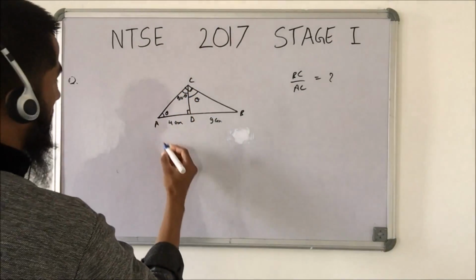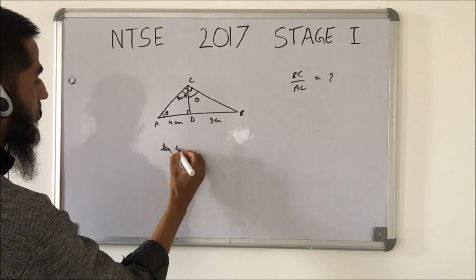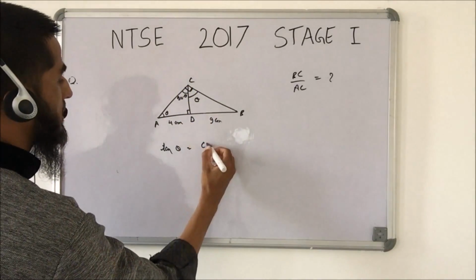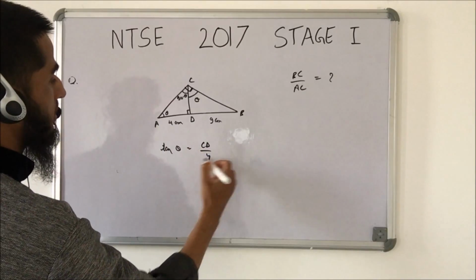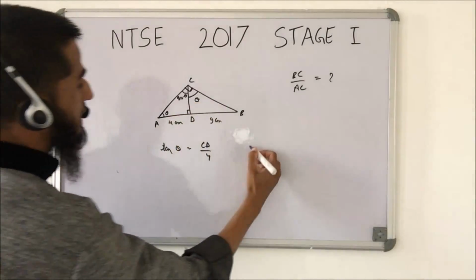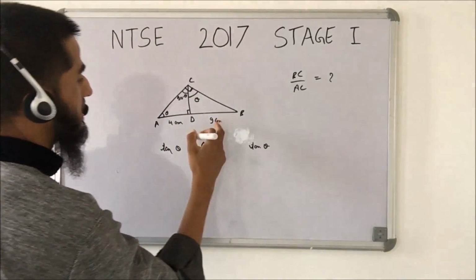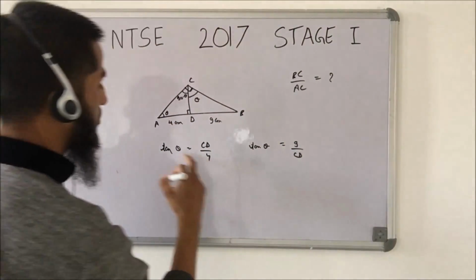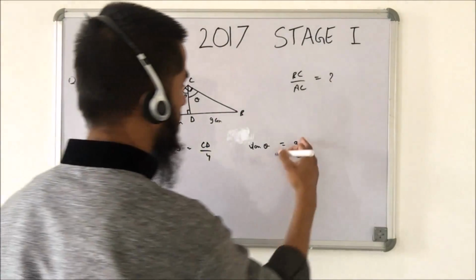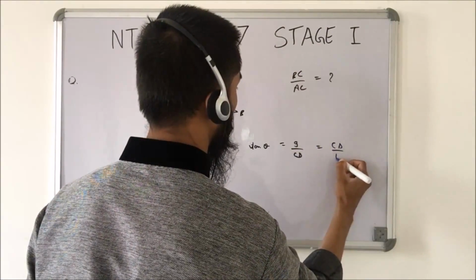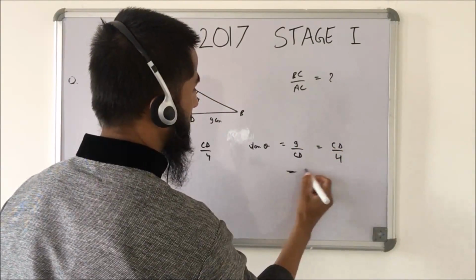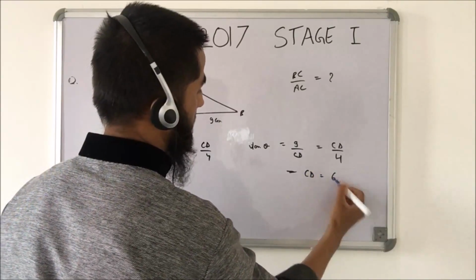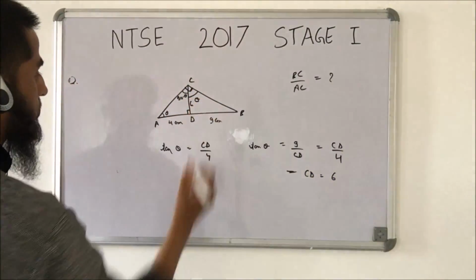Now this angle is 90 degrees and this is 90 minus theta, then this angle becomes theta. So from here tan theta is CD upon AD, so CD by 4. And from here tan theta is 9 upon CD. And both are the same tan theta, it means CD by 4 is 9 by CD. So if we simplify, CD square becomes 9 into 4, it means CD becomes 6.